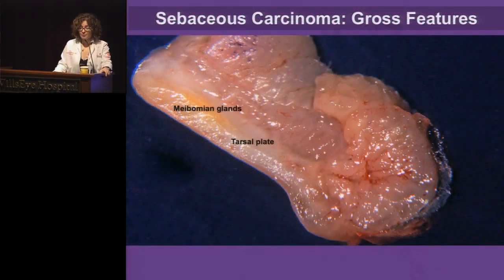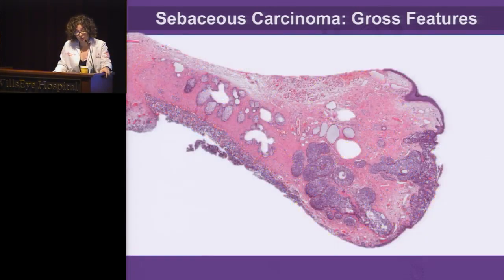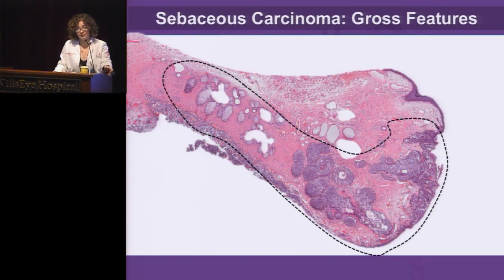So grossly, what do we expect to see? The key here is to see tumors centered in the meibomian gland, with potentially secondary extension onto the lid margin. And you can also see the same thing microscopically. Tumor is centered in meibomian gland with extension into the lid margin. That is a huge tip-off.